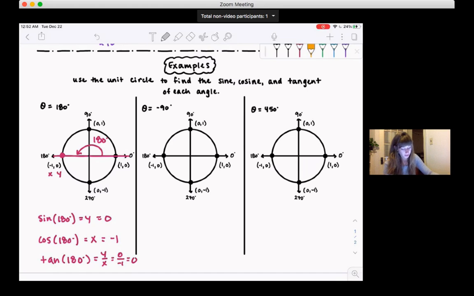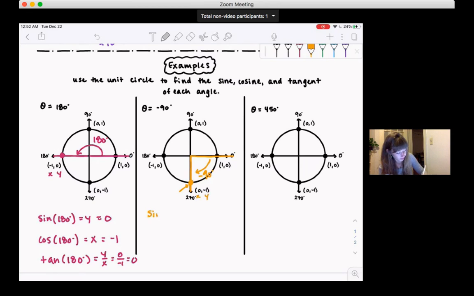All right, let's try another one. So -90. We know that we start here. Since it's negative, we're going to go clockwise. 90 degrees brings us here. So here's our point on the circle. Okay, and here's the coordinates, x, y, 0, -1.